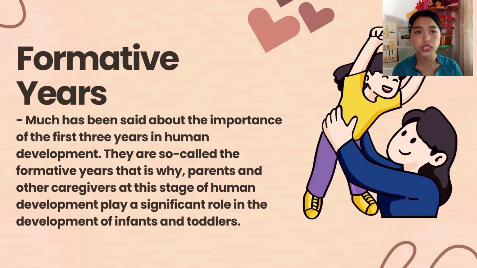So, experts say that the first 3 years of a child's life are very important class, because this is when the brain develops quickly and the foundation of behavior is formed. That's why it is called the formative years, because the first 3 years of your children's development are really crucial. Parents and caregivers play a significant role because they are the foundation of what your child might be in the future.